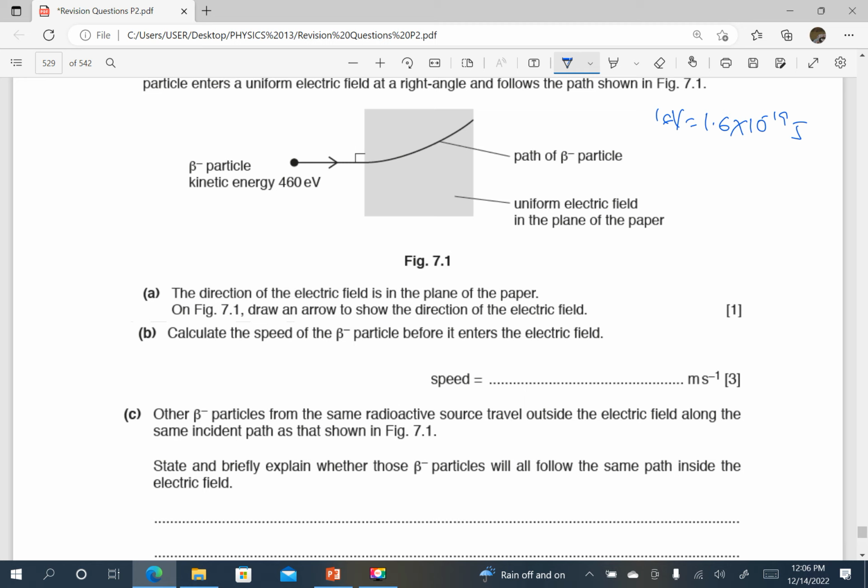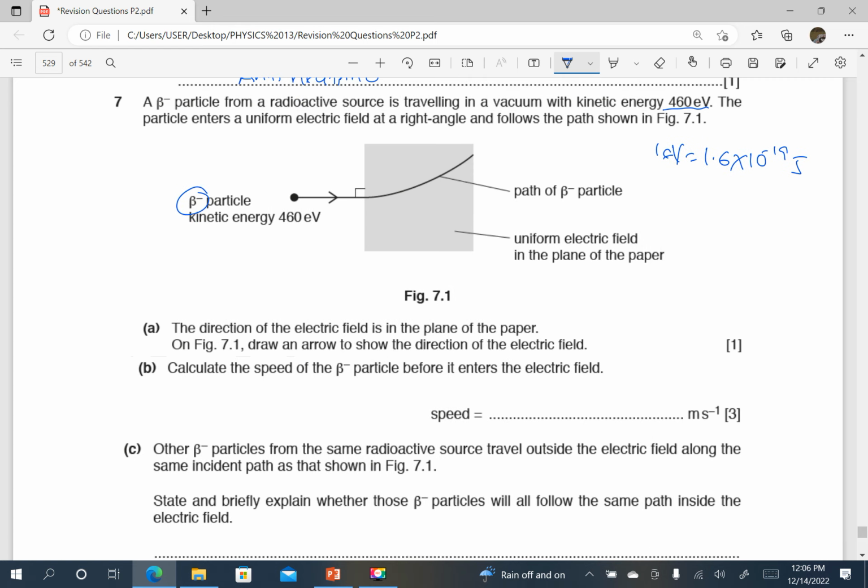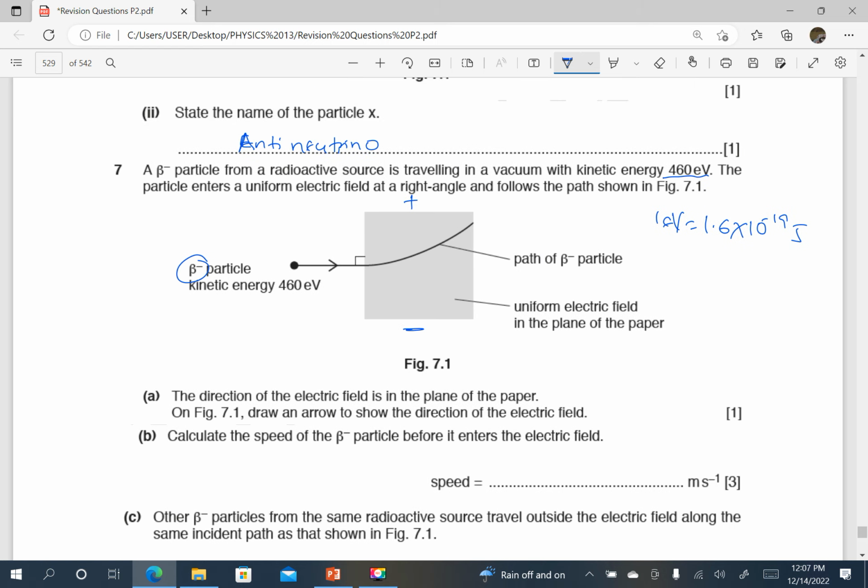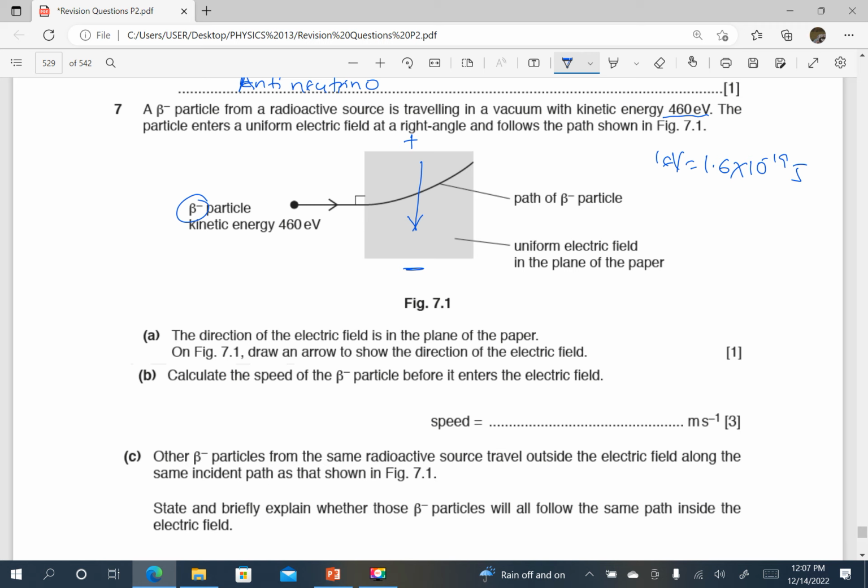The direction of the electric field is in the plane of the paper. Note that the particle is negative and the path is upwards. So most likely this is positive, the bottom is going to be negative, or lower potential. On the figure, draw an arrow to show the direction of the electric field. Of course, a negatively charged particle moves in the opposite direction to the electric field. So since it is moving upwards, then the electric field is going to be downwards. So the direction of the electric field is downwards.